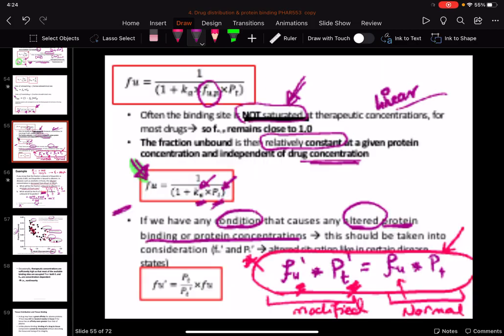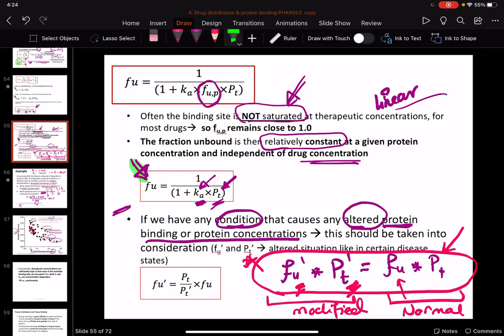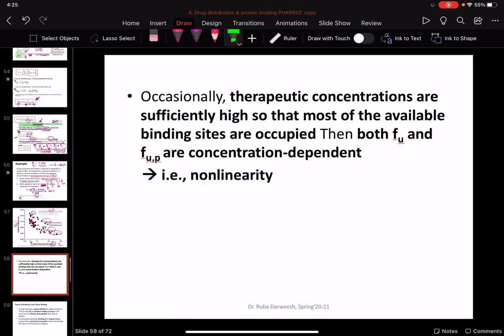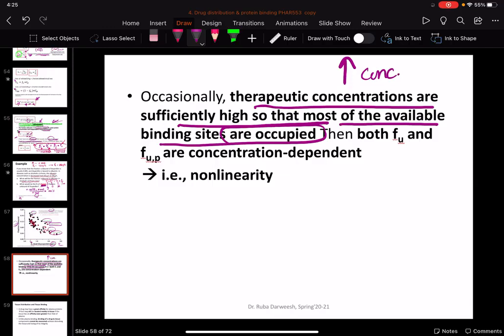Again, we mentioned that generally the binding site is not saturated, so the fraction unbound of the protein overall is close to 1. But sometimes the therapeutic concentrations are sufficiently high so that most of the available binding sites are occupied. Did I say not? They are high. So sometimes the concentration is high relative to the unoccupied sites, so they are totally occupied.